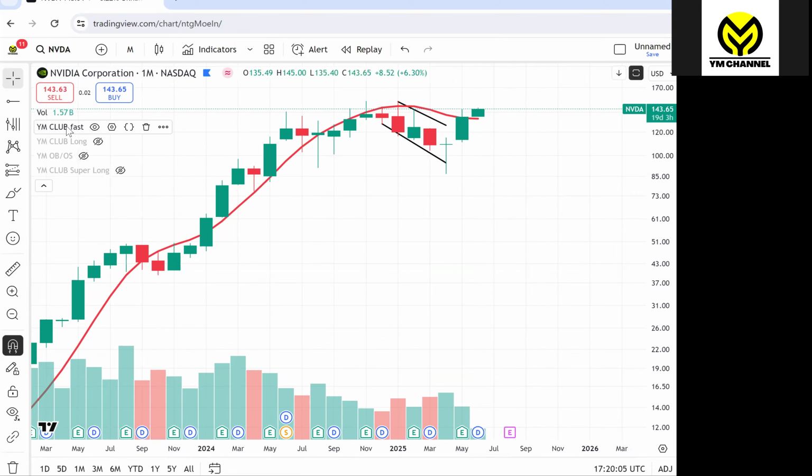Another thing is, let's hide the OBOS. Another thing is this one, YM Club Fast. Do you see they're changing the direction? We have a downward channel here. It means if we enlarge it, the bottom they're touching, and then the top they're touching. They're going around inside this channel. This is a downward channel.